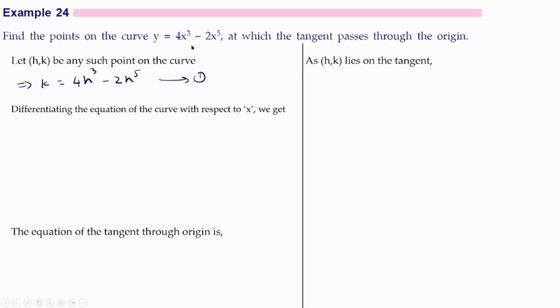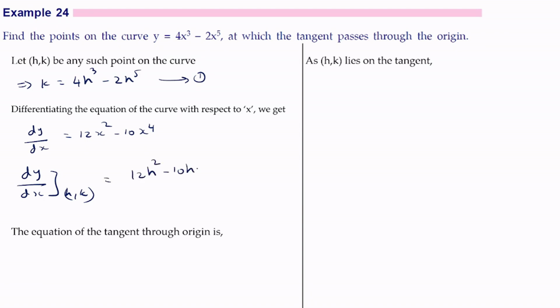Now let us differentiate the equation of this curve with respect to x. We get dy/dx = 12x² - 10x⁴. Now since we have taken (h, k) as the point, dy/dx at (h, k) is given by 12h² - 10h⁴. So the equation of the tangent which is passing through the origin is given by y - 0 = (12h² - 10h⁴)(x - 0), where the slope of the tangent is 12h² - 10h⁴.